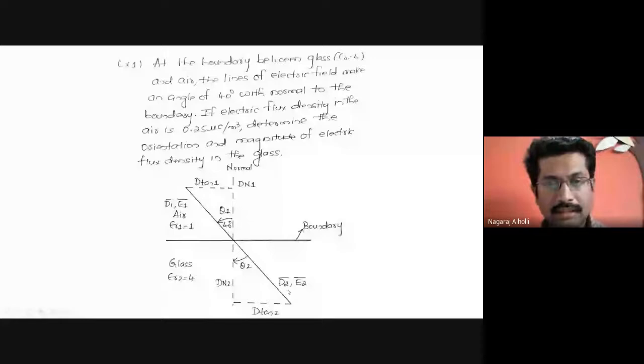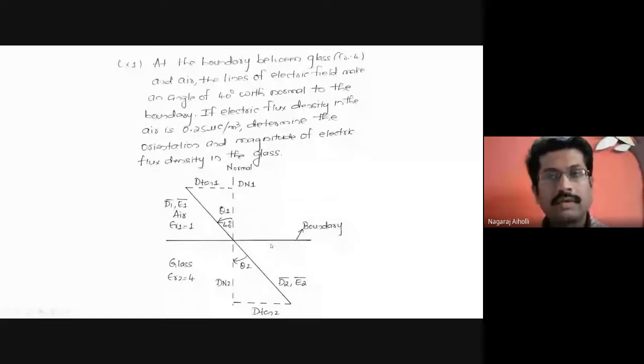D1 and E1 are in the same direction because we know that D is equal to epsilon times E, so we take D1, E1 overlapping, since the directions will be the same. Here also we take D2, E2, and this is the boundary.